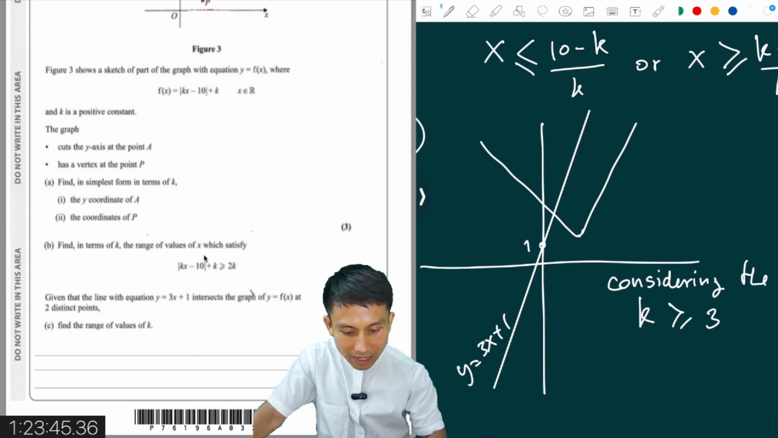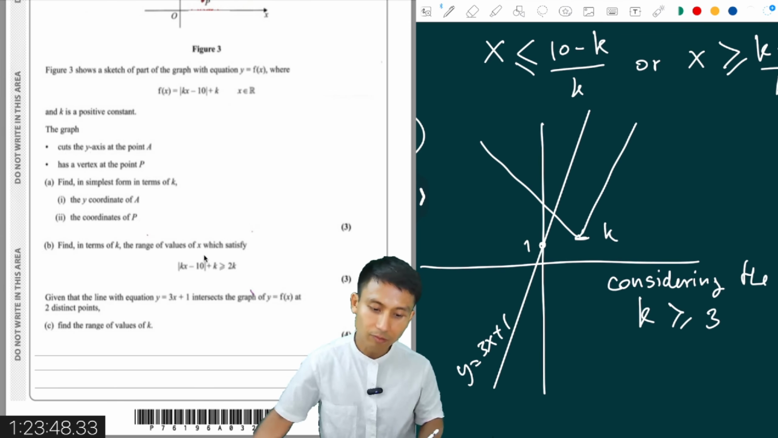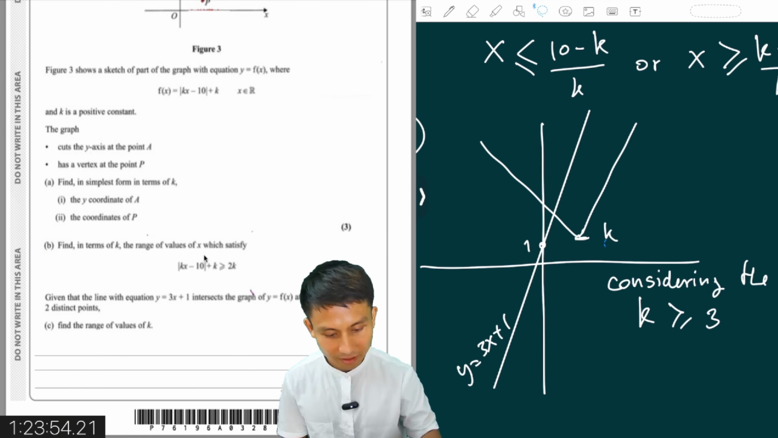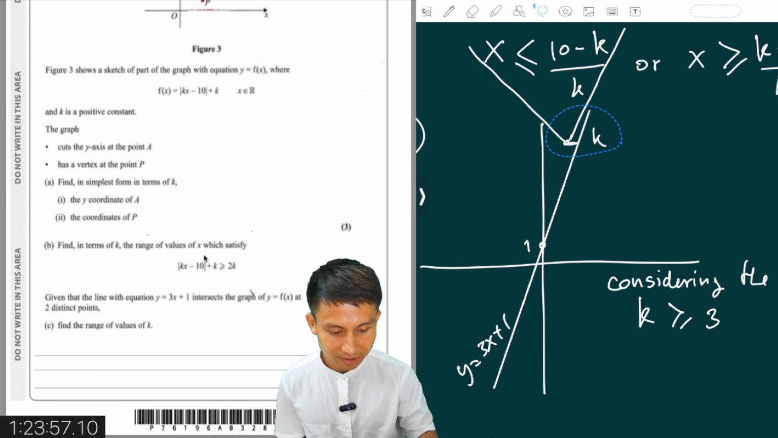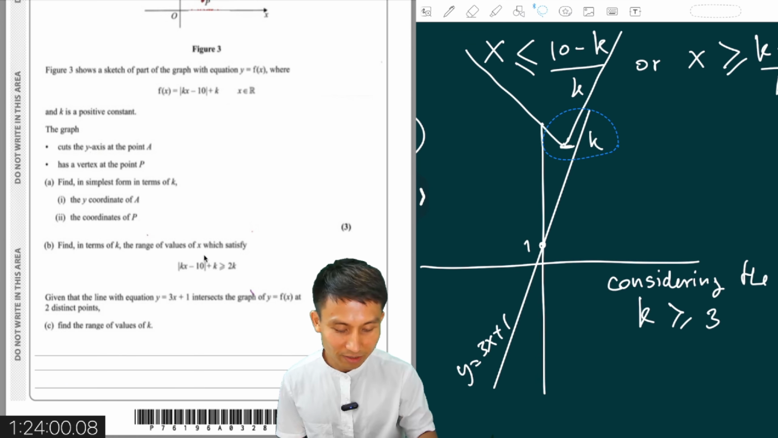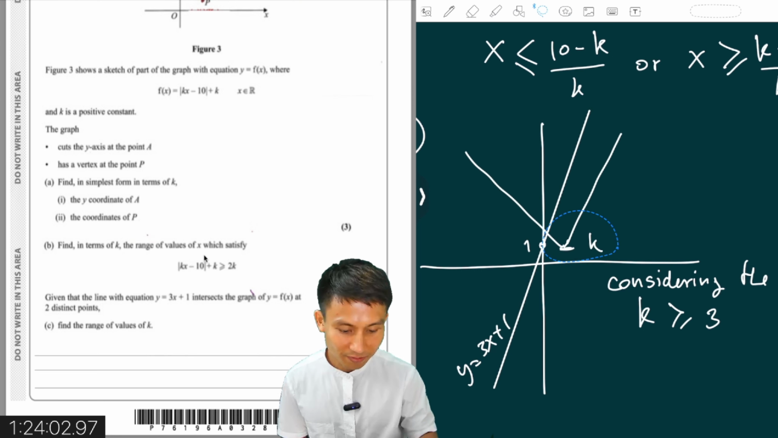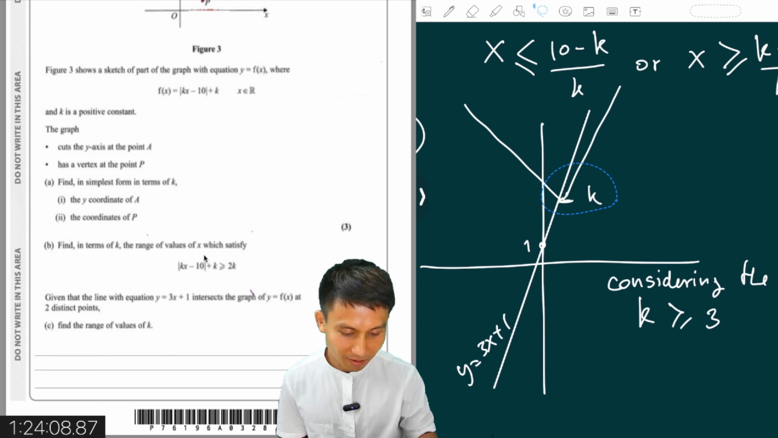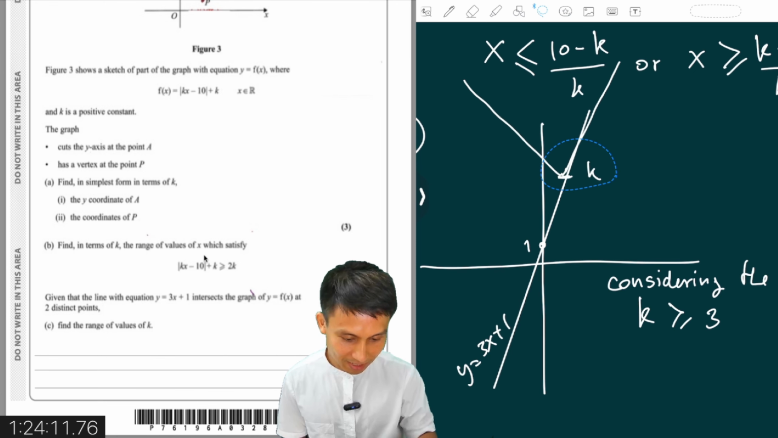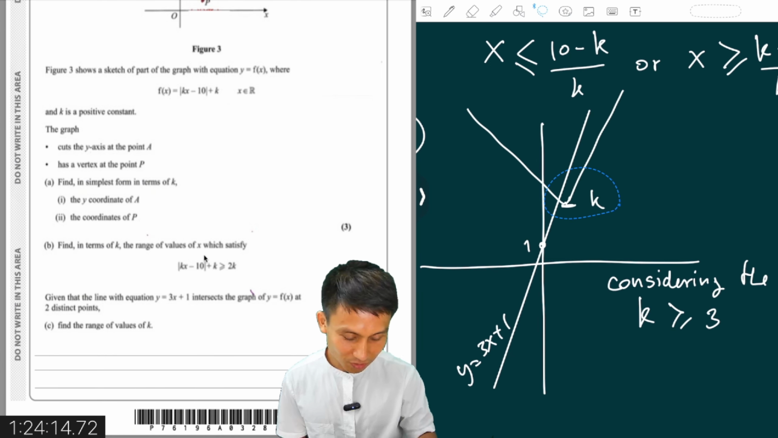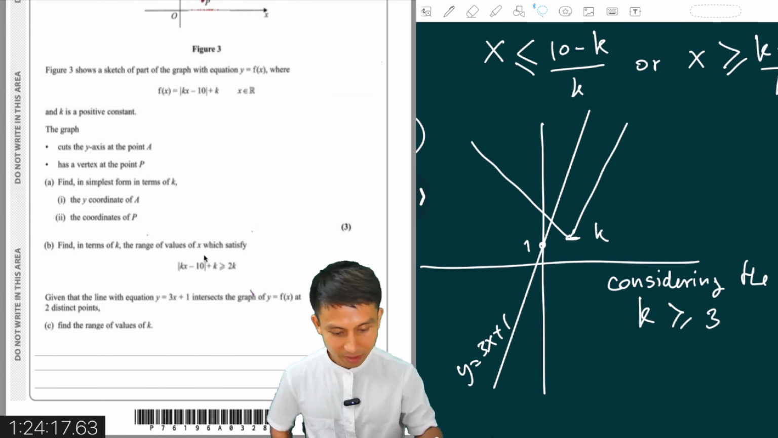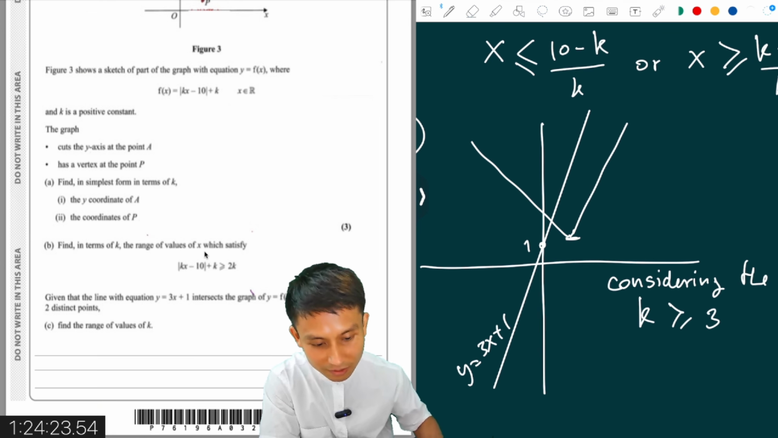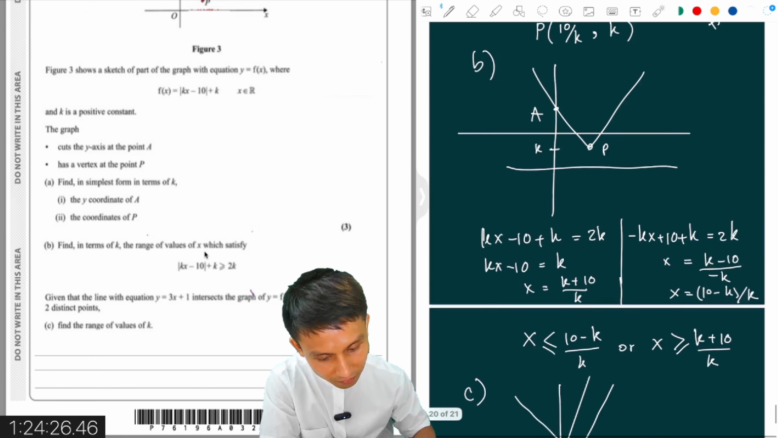And because this is at k, right? So there will be some case where if you have k too high, yeah, too high like this, you're only going to cut at one wing, the left part. So k must be low enough so that the vertex here is below the line, right? So we consider here this point, the vertex of the V shape. What was it again? We got it earlier, which was 10 over k, comma k.